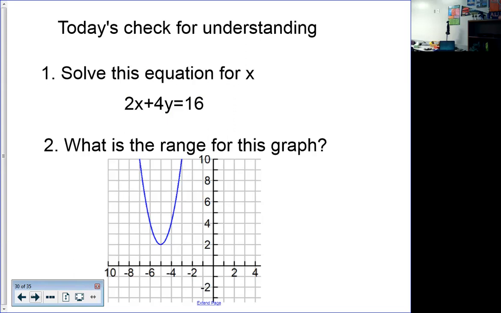Number 2, you're going to be given this exact same graph and you need to come up with a range. Just like yesterday's problems, this will be multiple choice. So again, in that same check for understanding on number 2, identify what the range is. Use your notes from today and yesterday to help you come up with that answer.